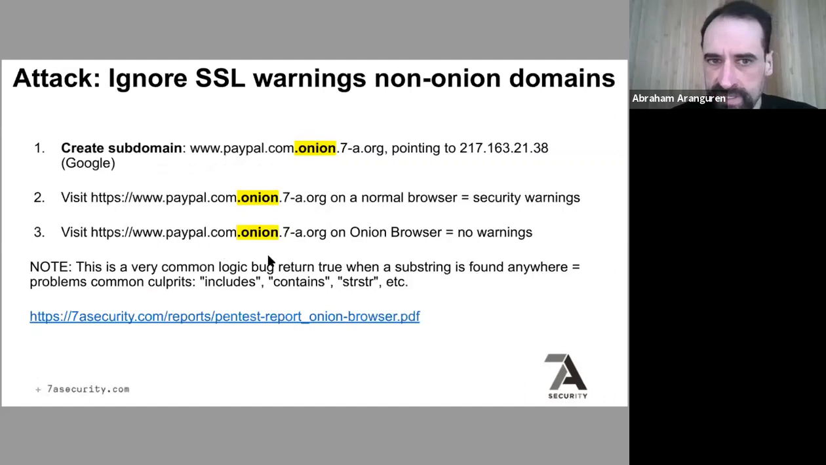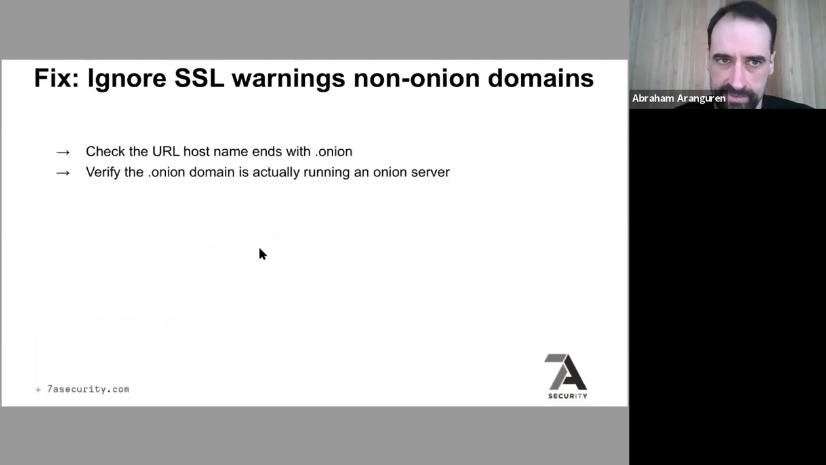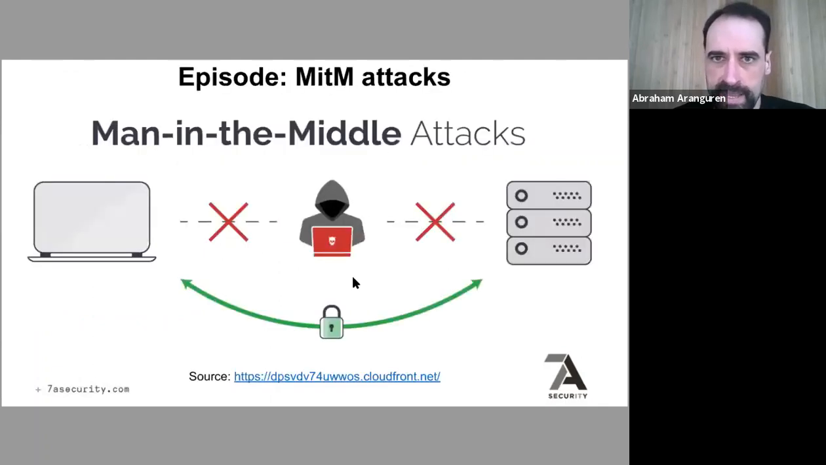However, this is not really taking this right. It should be checking instead if it ends with .onion, not if it contains .onion, because then you can do stuff like that, right? But this would be the mitigation.